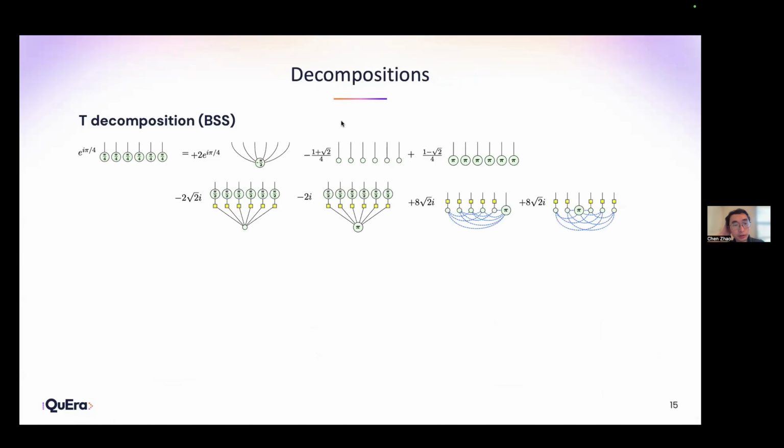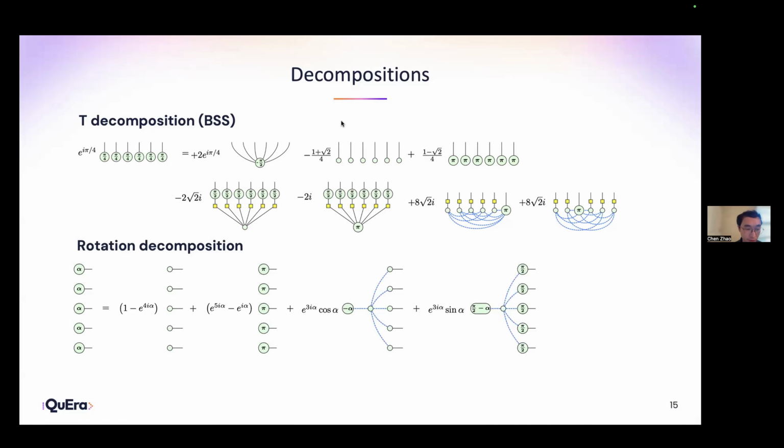And then after constructing different autoregressive steps as diagrams, we have to decompose it into a linear combination of Clifford diagrams so that we can simplify it into a constant. And the way we decompose it currently is using the standard T decomposition, which basically decomposes 4 T's into 7 terms, a linear combination of 7 terms named BSS decomposition. And for arbitrary angle rotation, we decompose 5 rotations into 4 terms.